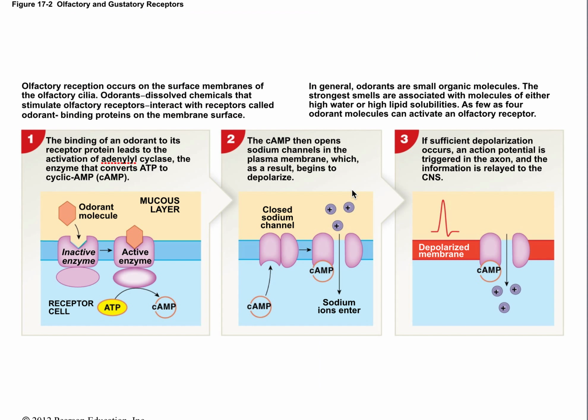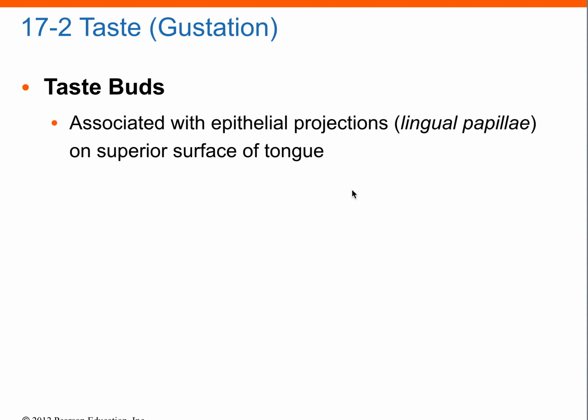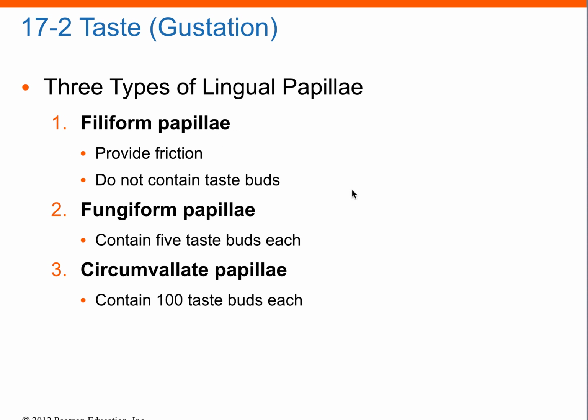You can review the rest of it, but primarily you need to know cranial nerve number 1. It's called olfactory. The olfactory nerves pass through holes that are found in the cribriform plate, which is a part of the ethmoid bone. So let's talk about gustation.